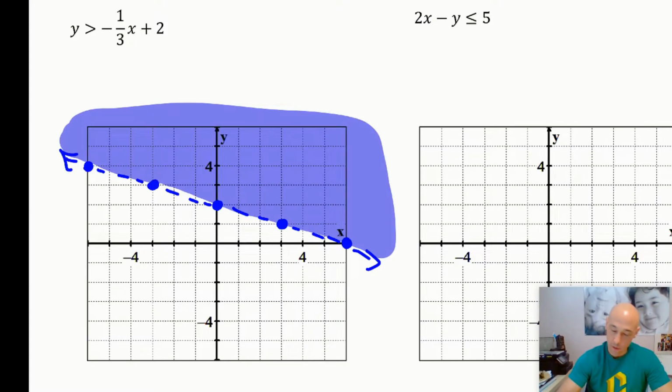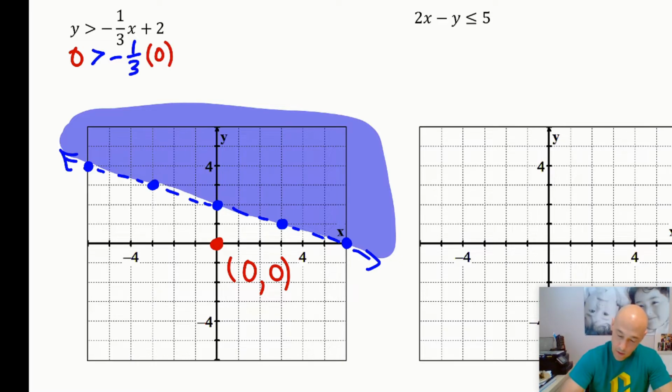So I'm going to use the test point here. I often use 0, 0. The only time I won't is if the line is on 0, 0. Then you cannot use that test point. So we have 0 is greater than negative 1/3 times 0 plus 2.